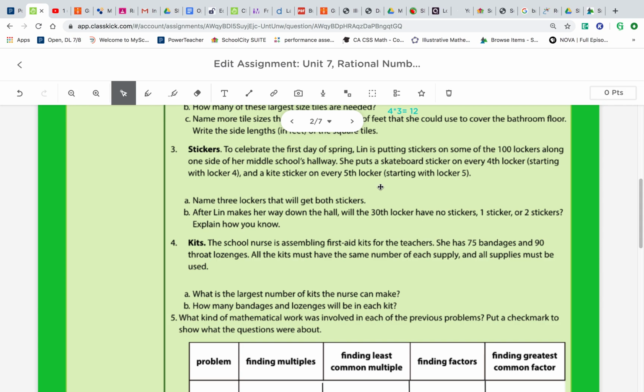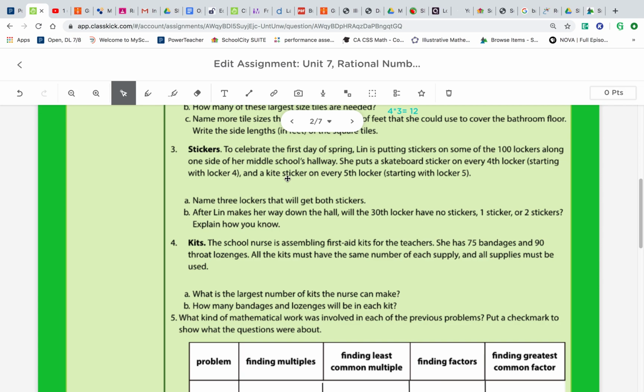Well, if you remember from a previous activity, for you to get both prizes as before, or in this case both stickers, you would need to be a multiple of both of these here. So a multiple of 4, because it's every 4th locker for skateboard sticker, and a multiple of 5, since that's where the kite stickers go. So multiples of 4 and 5.